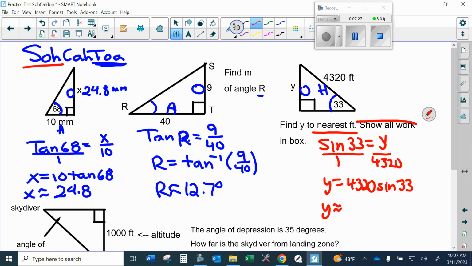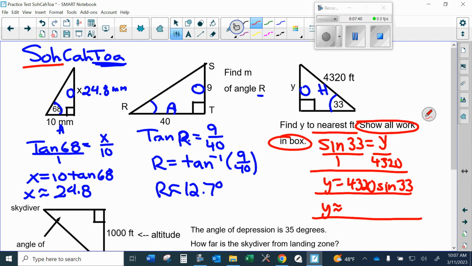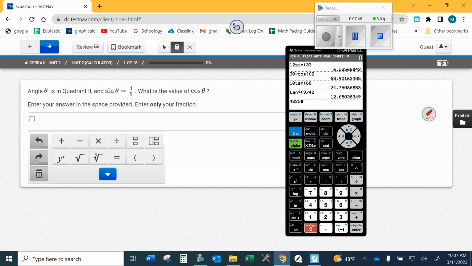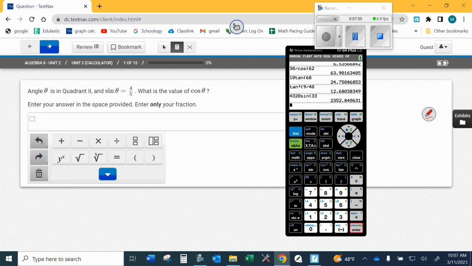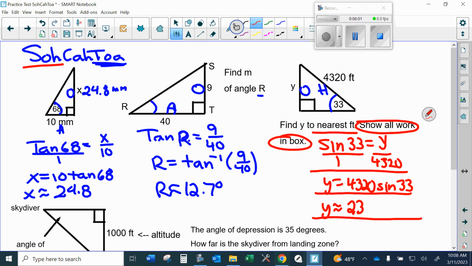Notice it says show all your work. That means it's a box question. You actually have to write the equation out like this. Write a proportion. Cross multiply, write that. So you have all three steps. And then you put it in your calculator to get the final answer to the nearest foot. So you're going to add the feet on there. 4,320 sine 33 is 2,352.8, but we're going nearest foot, so that's going to round up to 2,353 feet. Don't forget the units or you lose a point.